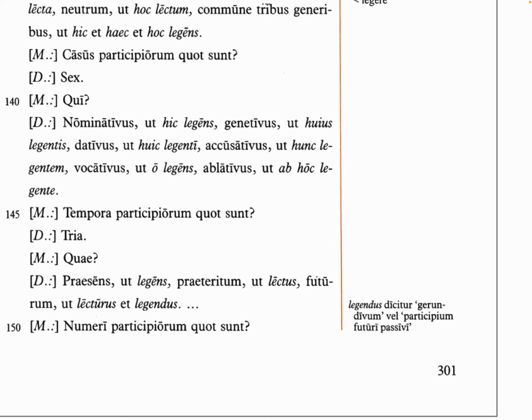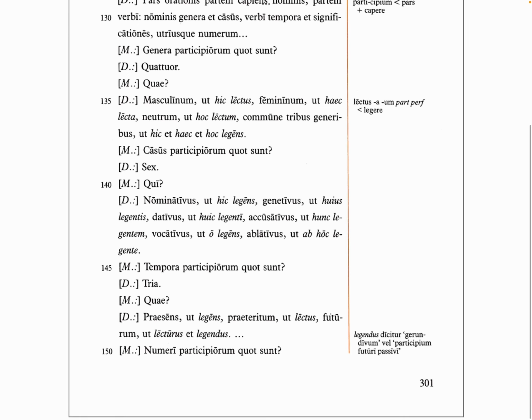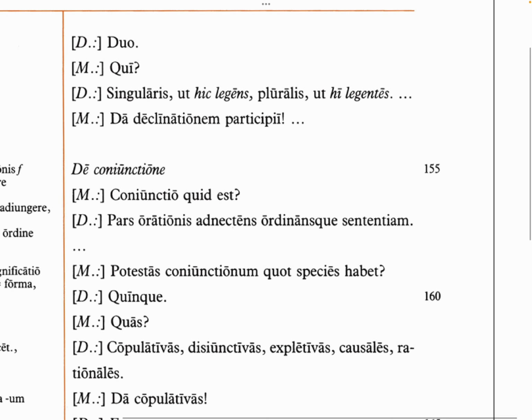Okay, the teacher then says, numeri participiorum quot sunt, the numbers of the participles, how many are they? And the student says, duo, two of them. Qui, what are they? Singularis ut hic legens, singular as this person reading. Pluralis ut hi legentes, plural as these people reading. And then the teacher says, da declinationem participi, give the declension of a participle. And thank goodness we didn't get the charts like this.